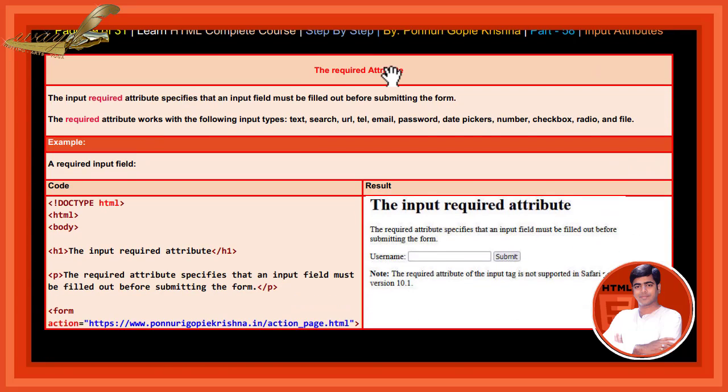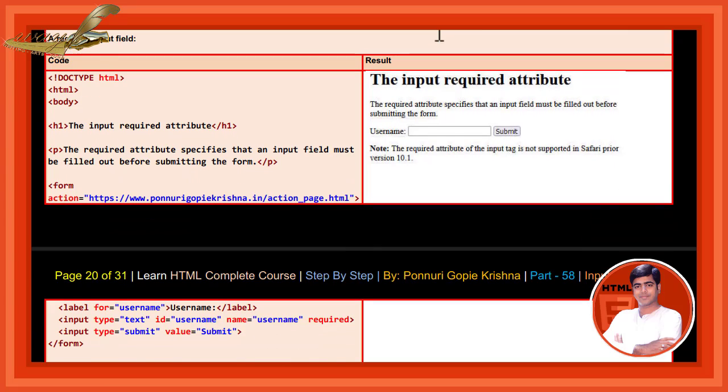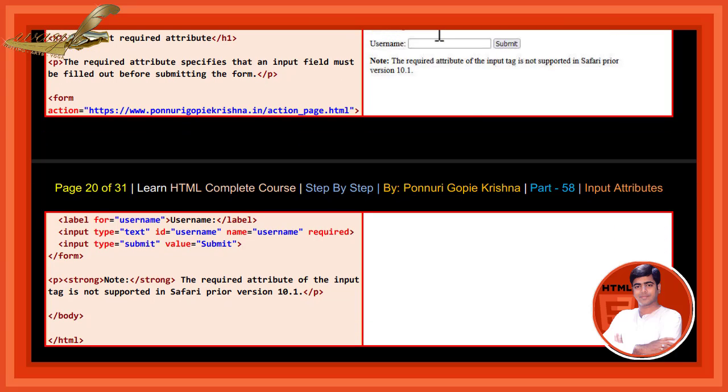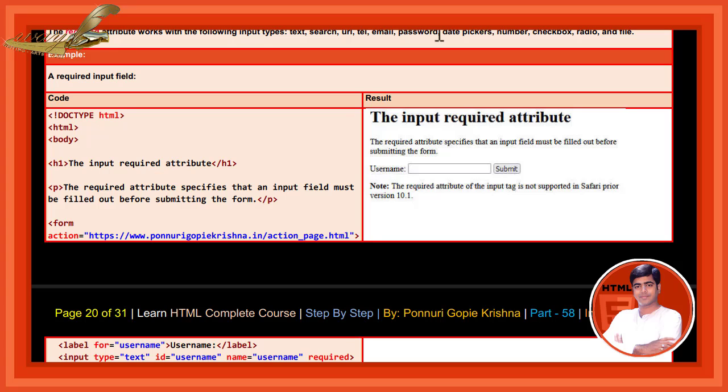The required attribute. The input required attribute specifies that an input field must be filled out before submitting the form. The required attribute works with the following input types: text, search, URL, tel, email, password, date pickers, number, checkbox, radio, and file. A required input field. By writing and executing this code, see the code: HTML, body, form action, body, HTML close. The input required attribute field was created.